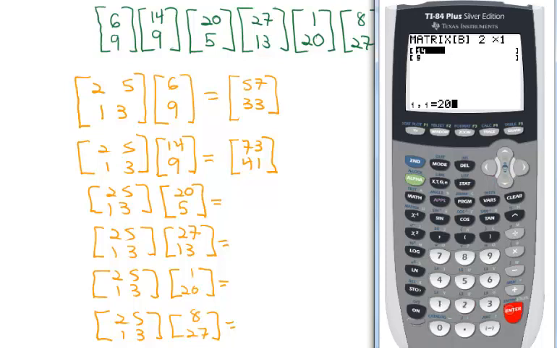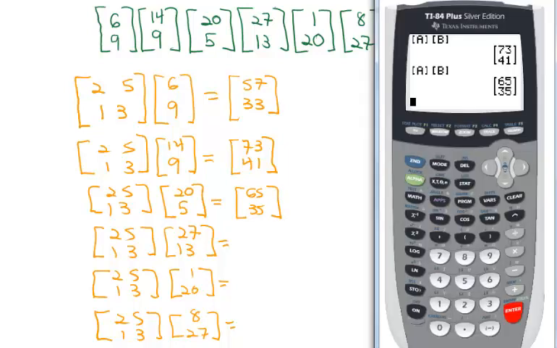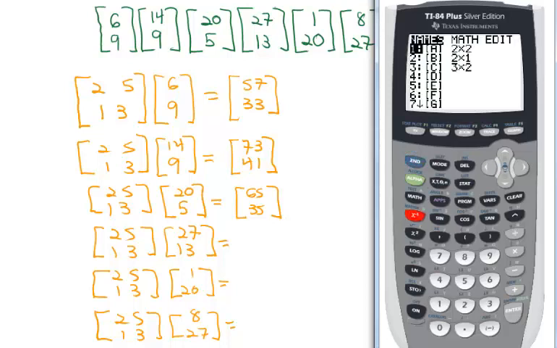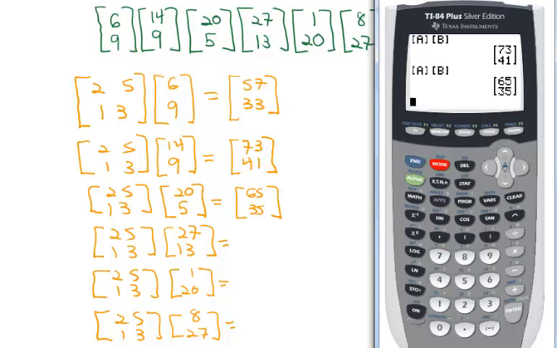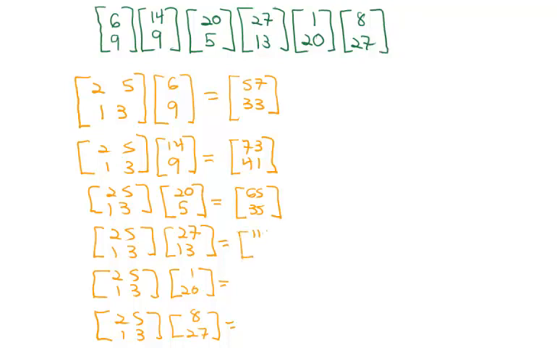Matrix, go over to program our new matrix B. It's still a 2 by 1. This time we're programming 20, 5 in. Second quit. Hit enter again to repeat the previous operation. 65, 35. And we do it again. Our new 2 by 1 matrix this time is 27, 13. Hit enter again, this time giving us 119, 66.